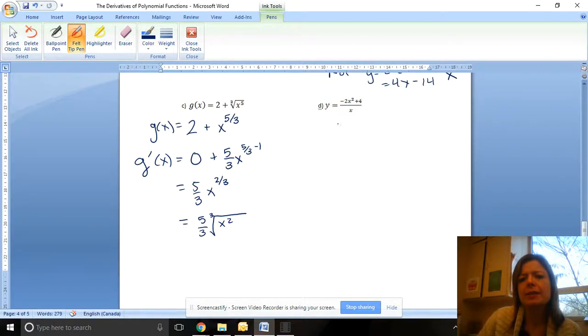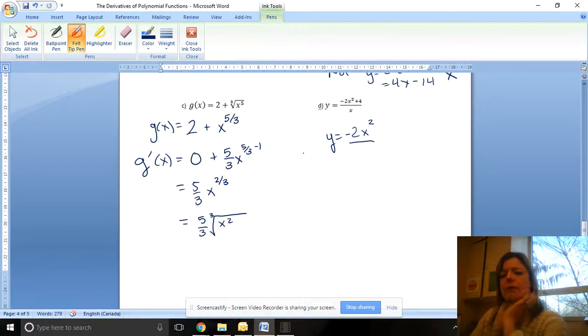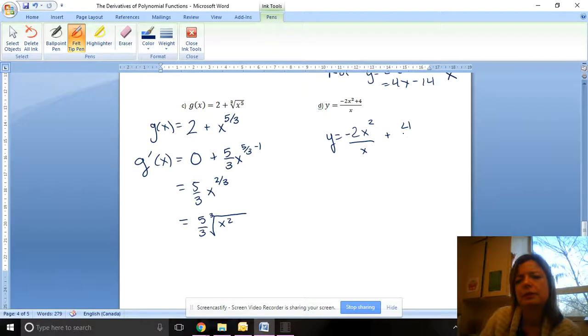Okay, so this function here, we will learn something later called the quotient rule, which tells us how to find the derivatives of quotients like this. But right now we don't know how to do this. So a strategy to find the derivative now is to first break this up into two different fractions. So minus 2x squared over x plus 4 over x. Okay, so the first part can be reduced to minus 2x, and then we have to leave it as plus 4 over x, but we can write it as 4 times x to the negative 1.